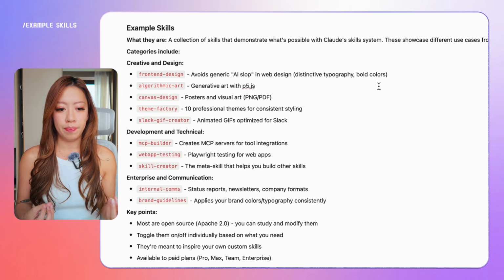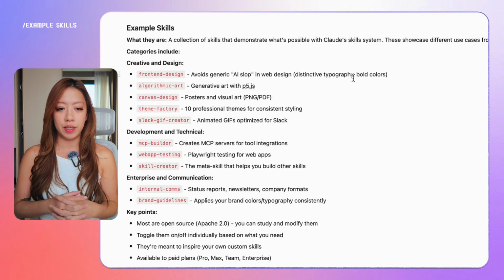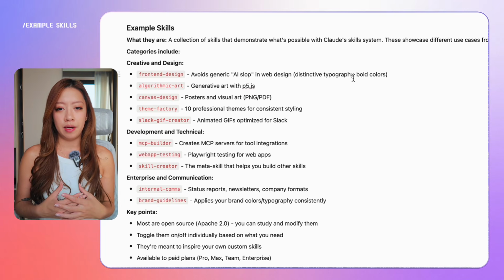And then for enterprise purposes, you can have internal comms, which are company format status reports or newsletters, and also brand guidelines, which will allow you to update your brand colors and typography consistently. And these are the things that you can update according to what your brand guidelines are.